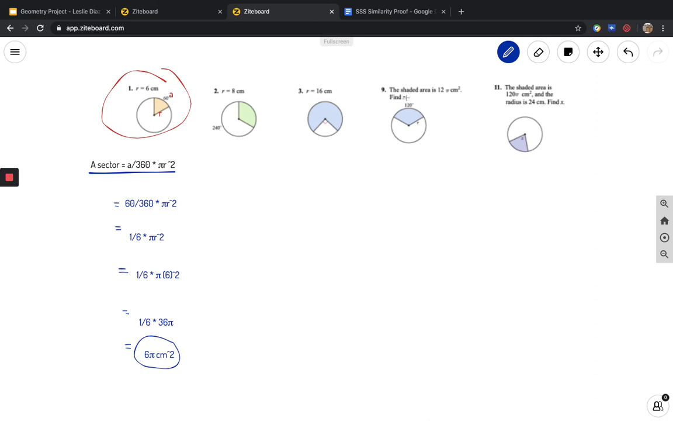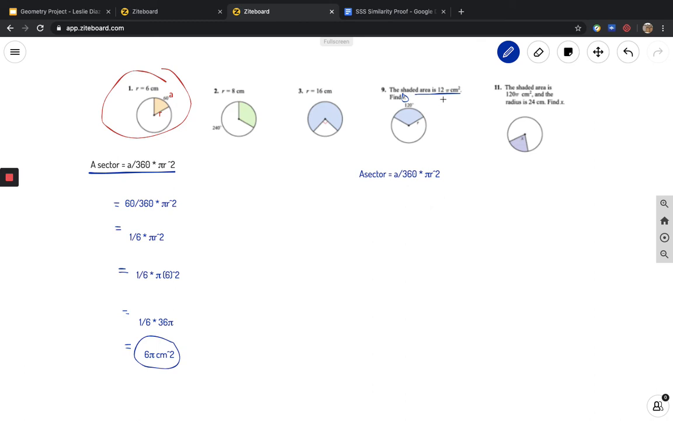So first, let's look at number 9. Number 9 tells us that the shaded area is 12 pi centimeters squared, and it's telling us to find the radius. So we have our equation, which would be that the area of a sector is equal to A over 360 times pi r squared.